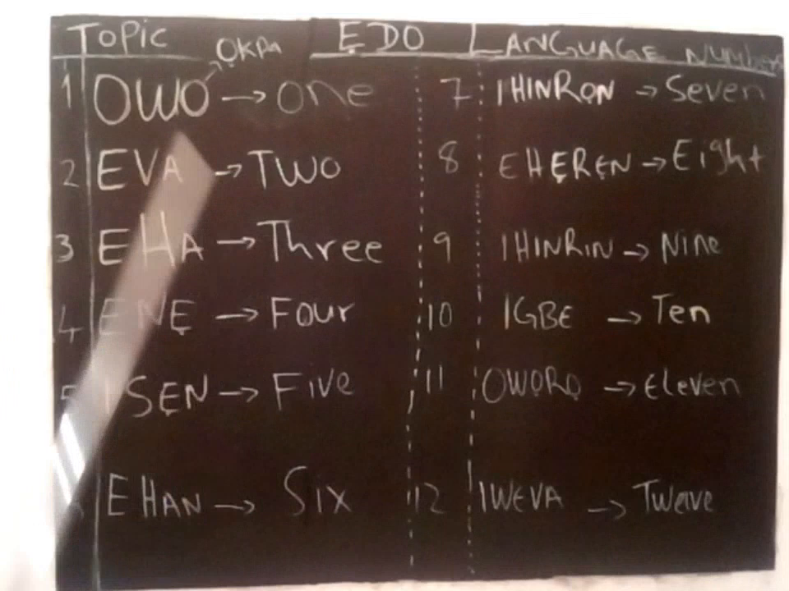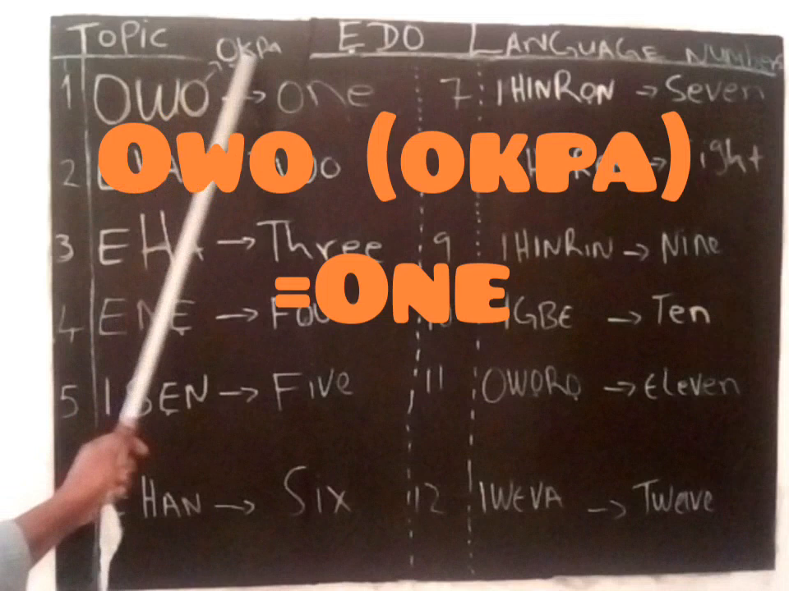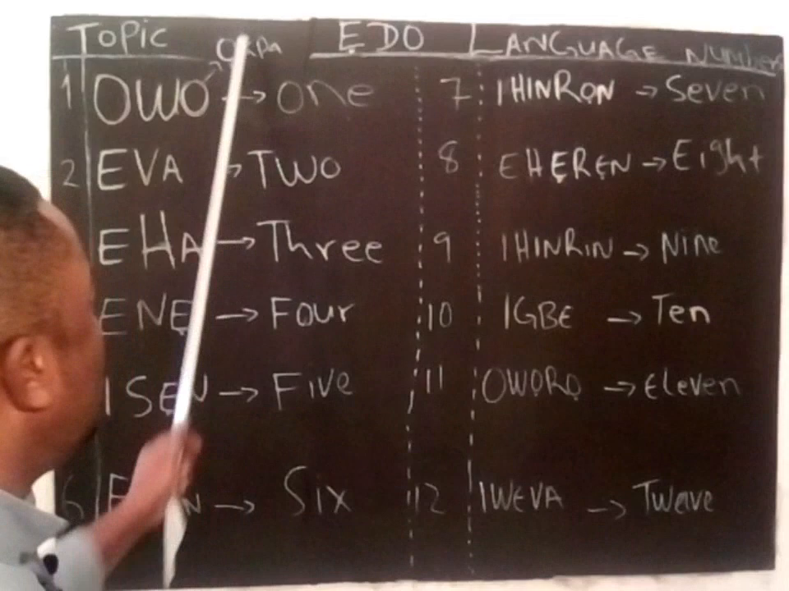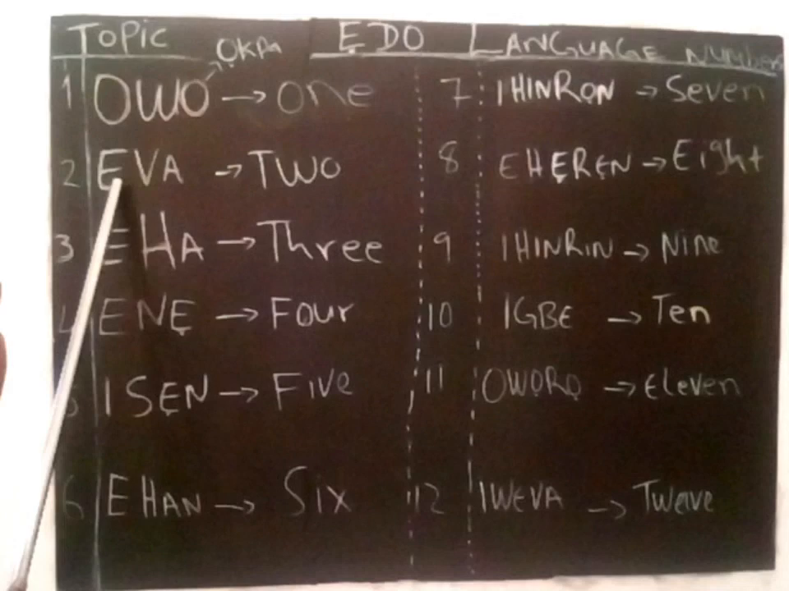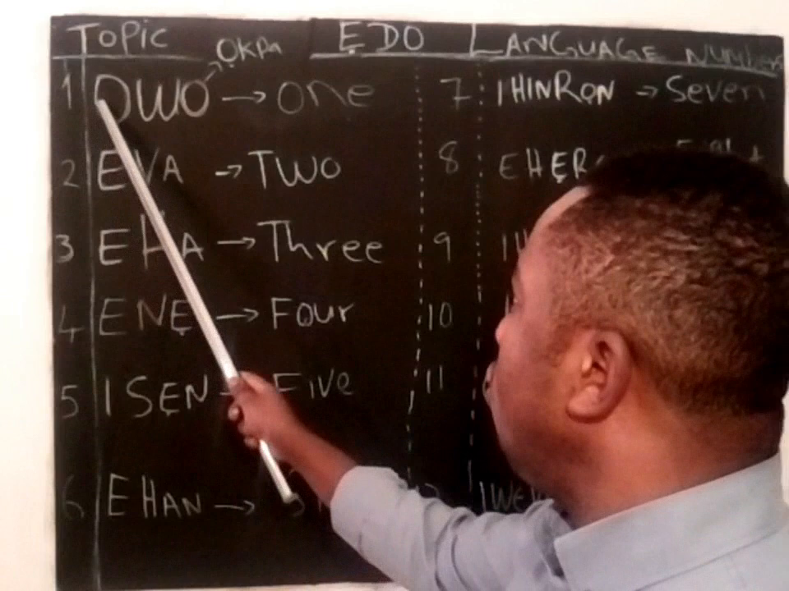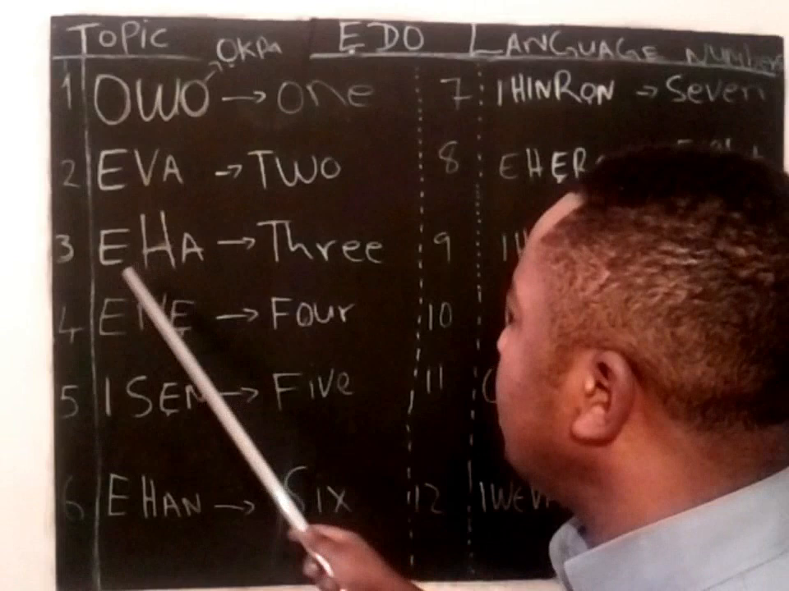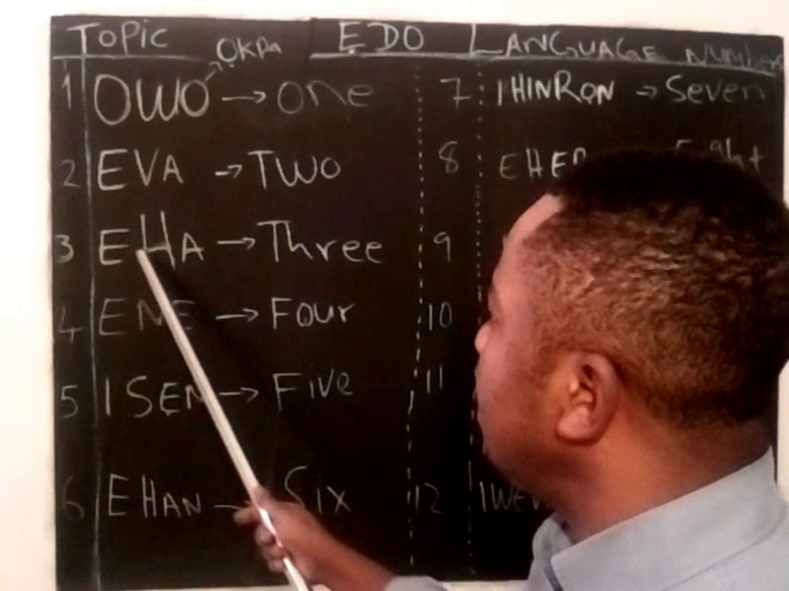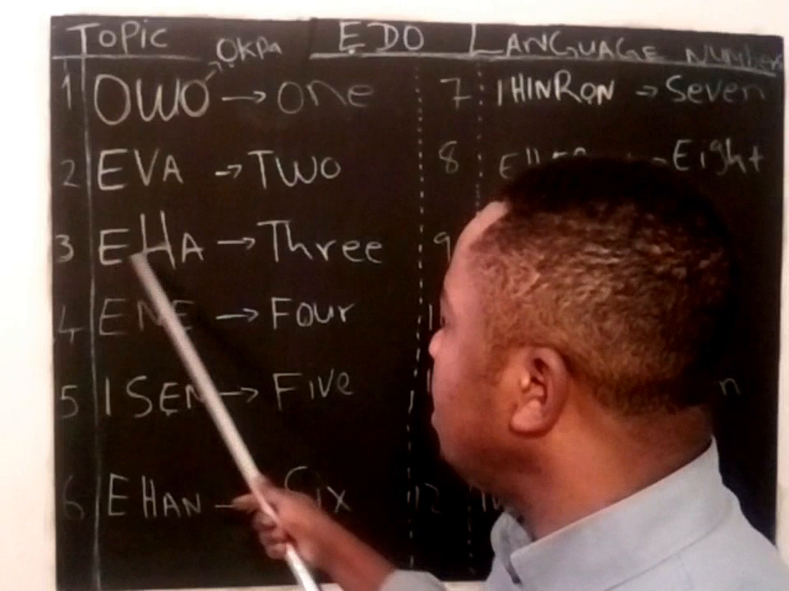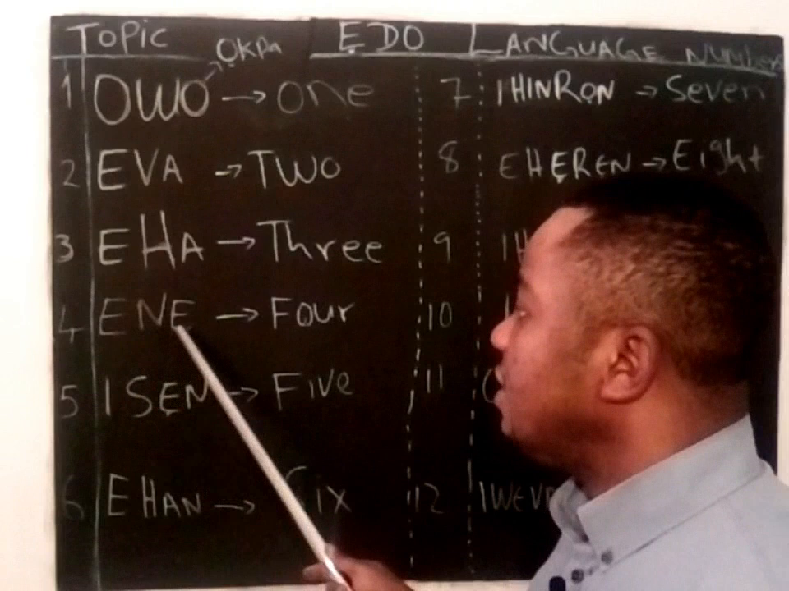So let's start from one. Number one is owo. You can also call it okpa. So owo is one. Eva, two. Eha, three. You see? Eha, h-a, which is three. Ene, you see, which is four.